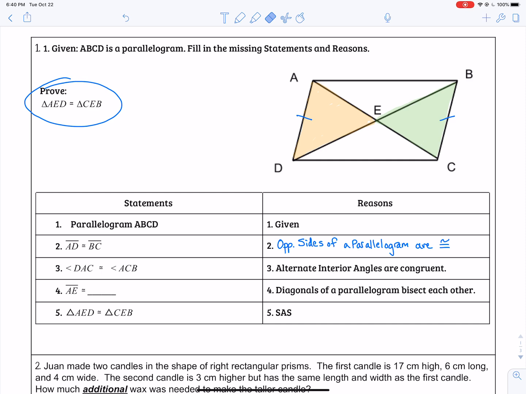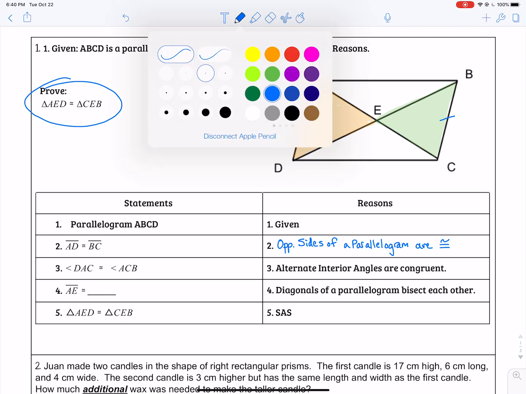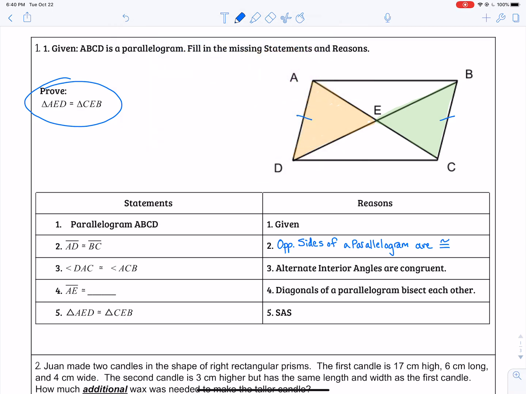Then step 3 says angle DAC. So let's see. Angle DAC is right there, is congruent to angle ACB. I don't think I labeled that right. Let me back up. Hold on. So let's label DAC. Definitely not in the right spot. So it's right there, is congruent to angle ACB, which is right there. And the reason that we know that those are true is because alternate interior angles are congruent. So that's already filled in.